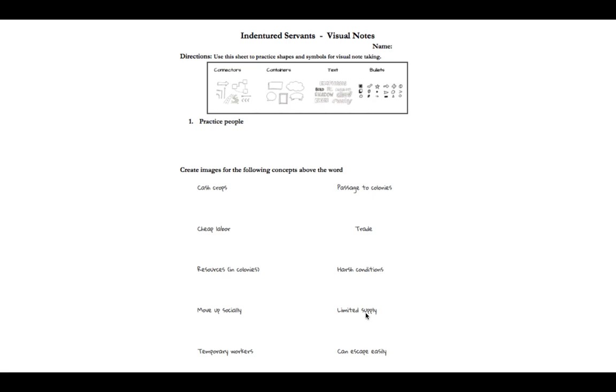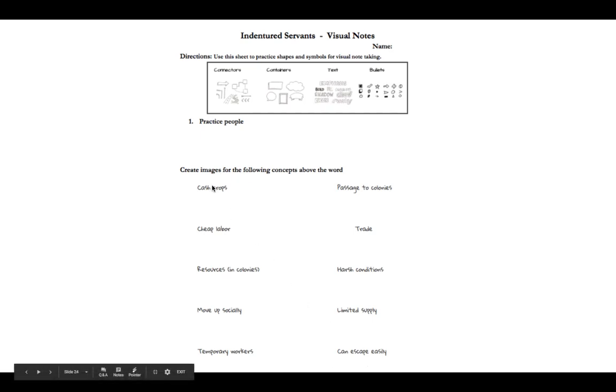Limited supply, meaning there's not a lot of this particular item or object or commodity that you need. How can you show that it's limited or less? So create a symbol for that. Temporary workers. How can you show that work is temporary, that it doesn't last a lifetime? And then can escape easily. How can you show somebody escaping easily? What symbol could you use? Think of that bean person moving swiftly.